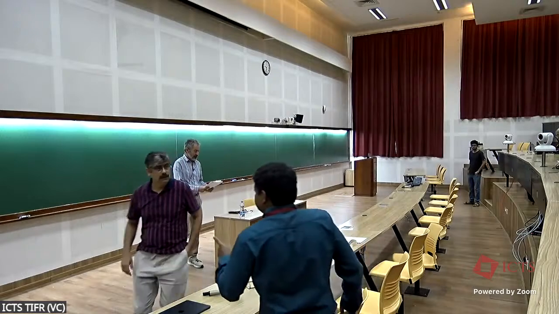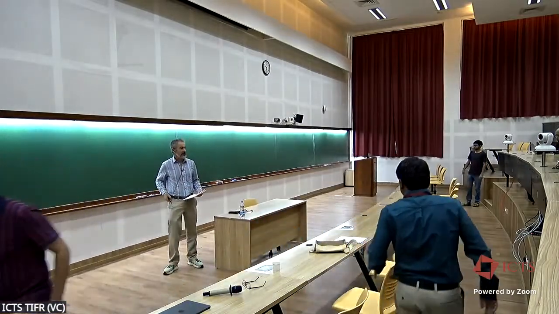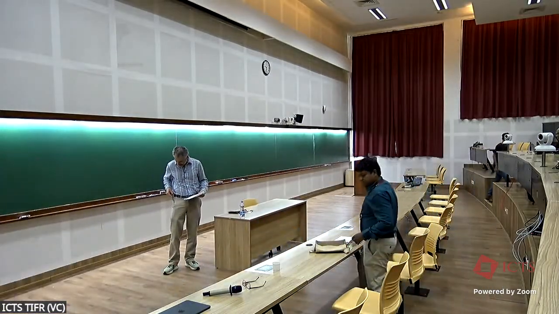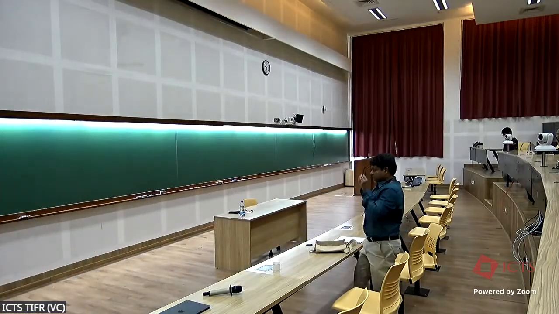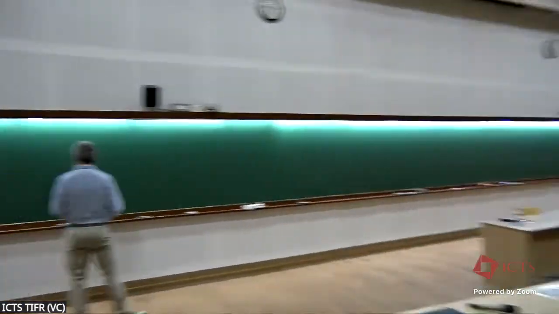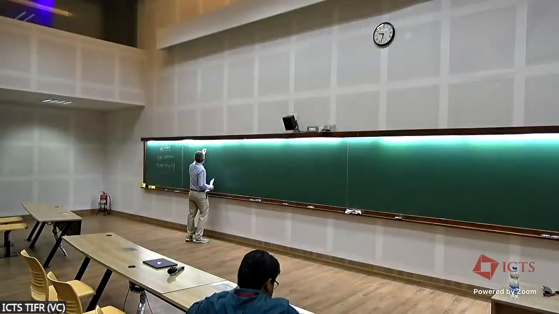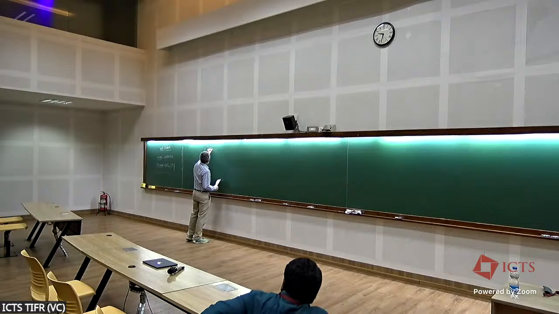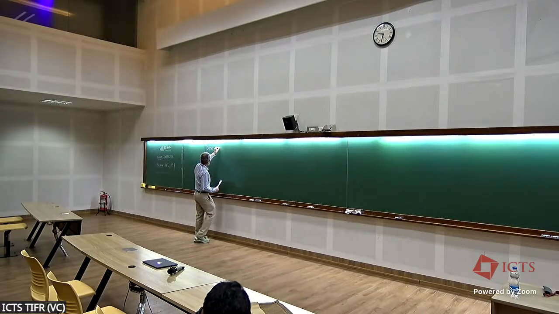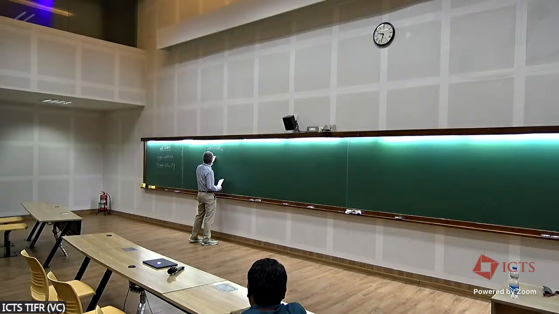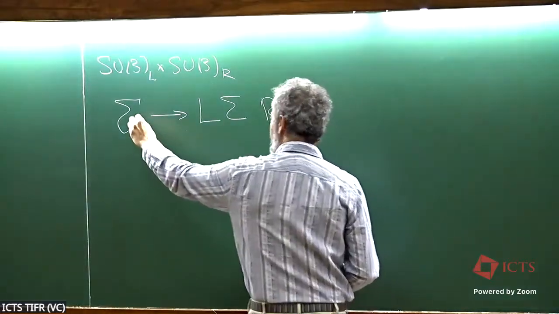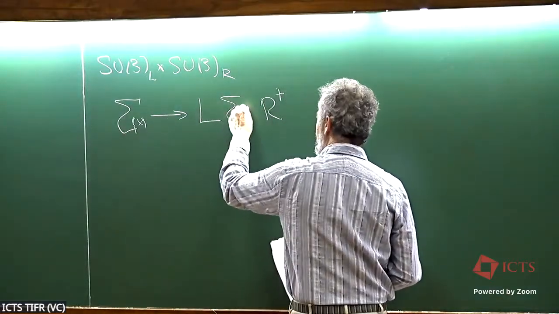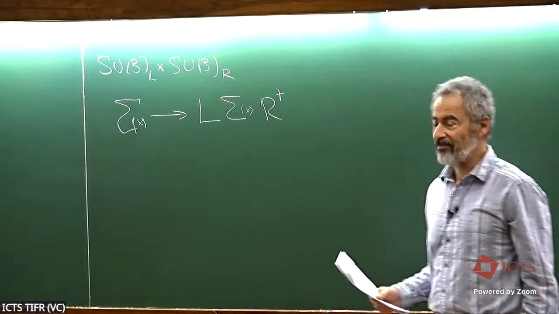Okay, so we'll continue talking about the chiral Lagrangian. The one thing I'll do from the start is, instead of talking about SU(2) cross SU(2), I'll do SU(3) cross SU(3). So we have a field sigma, which goes to L sigma R dagger. Sigma is a function of x, and L and R are not. They're constant unitary matrices.